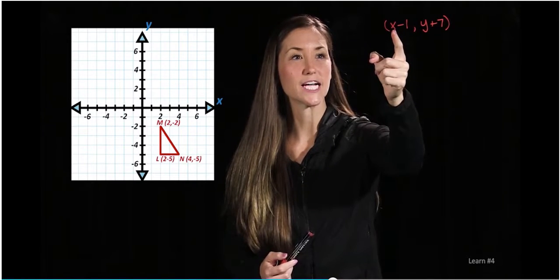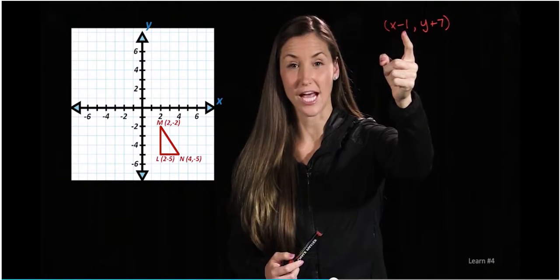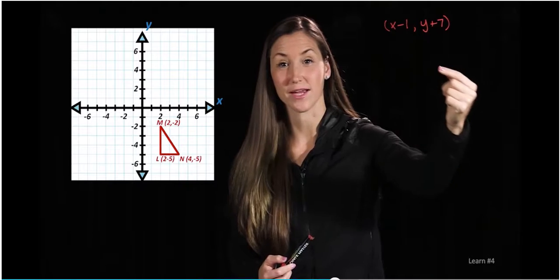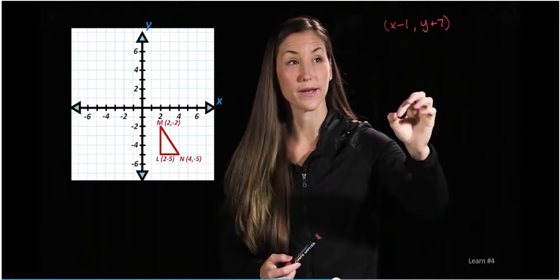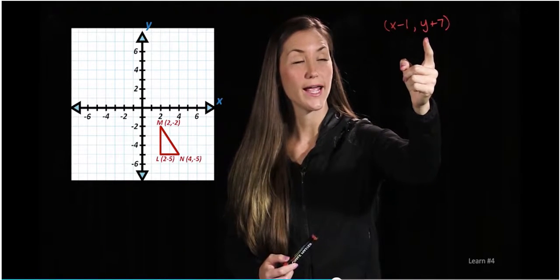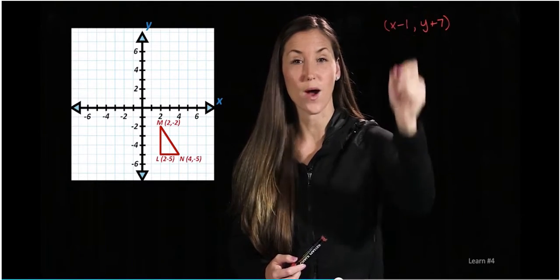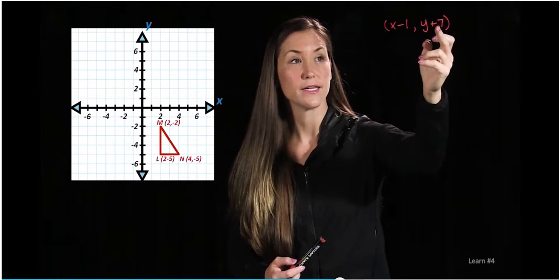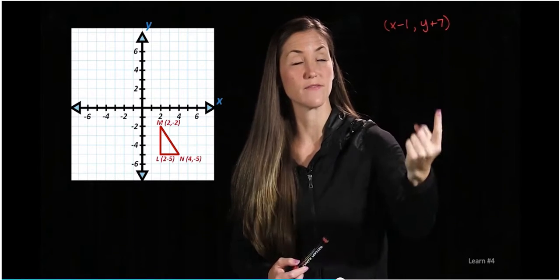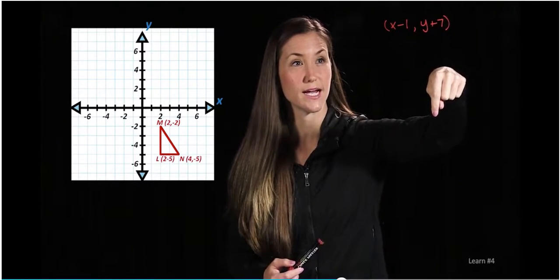That means my x value is moving 1 unit to the left. Okay, so it's going in the negative direction from where it is. And my y value is going 7 units up. Remember, the y-axis is up and down, so this number moves it up or down. So if it's positive, it's moving it up. If it's negative, it's moving it down.